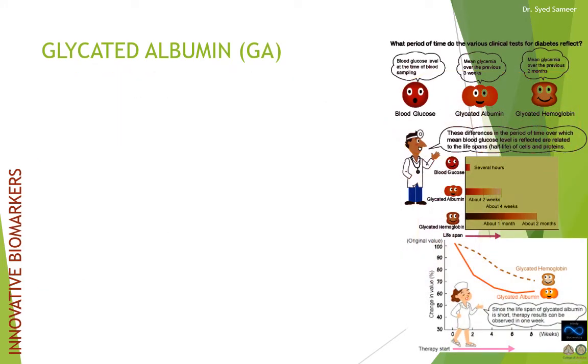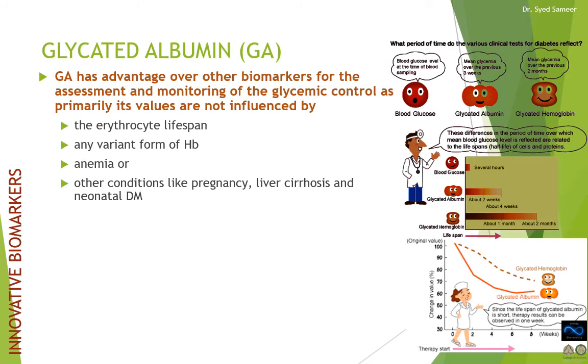Hence, because of these properties, glycated albumin has an advantage over other biomarkers which we just went through in monitoring the glycemic control primarily. Why? Because it is not influenced by the erythrocyte lifespan as is HbA1c. It is not dependent on any variant form of the Hb. It is directly glycated albumin, whereas the HbA1c is only one of the 4 variants of the glycated hemoglobin.